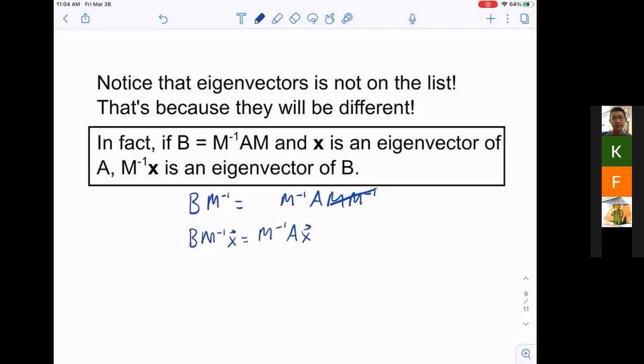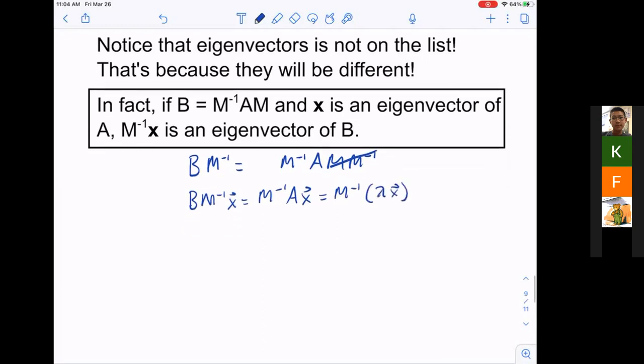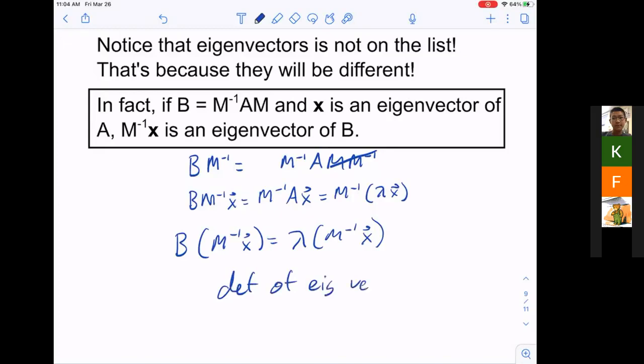Okay, X is an eigenvector of A, meaning AX is equal to lambda X. And so we have B times M inverse X equals lambda times M inverse X. Remember, lambda is a constant, so I could just pull that out front. And this is the definition of eigenvectors: B times that vector is just a multiple of that same vector.